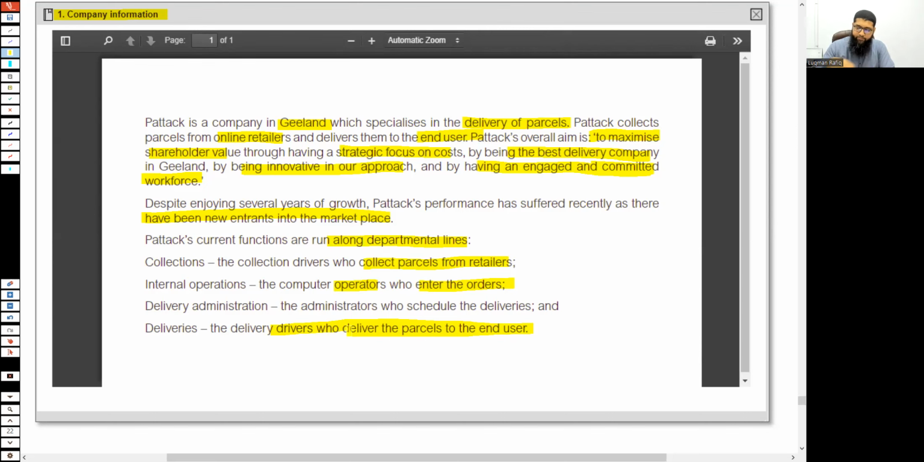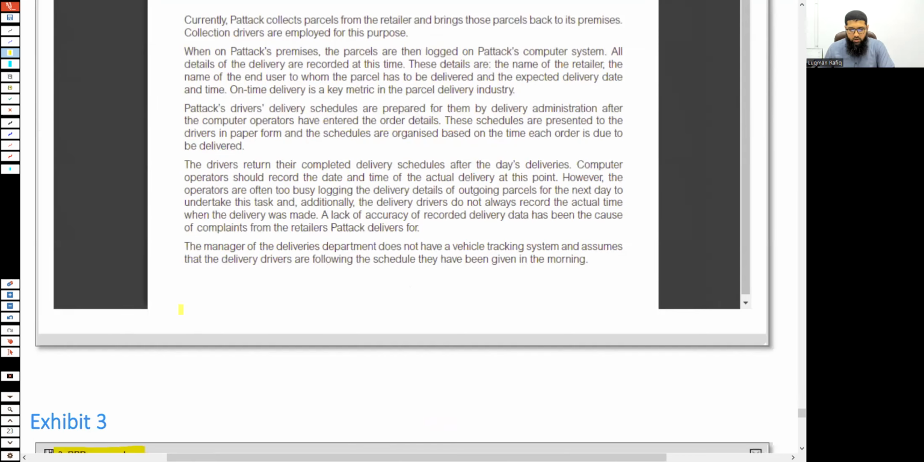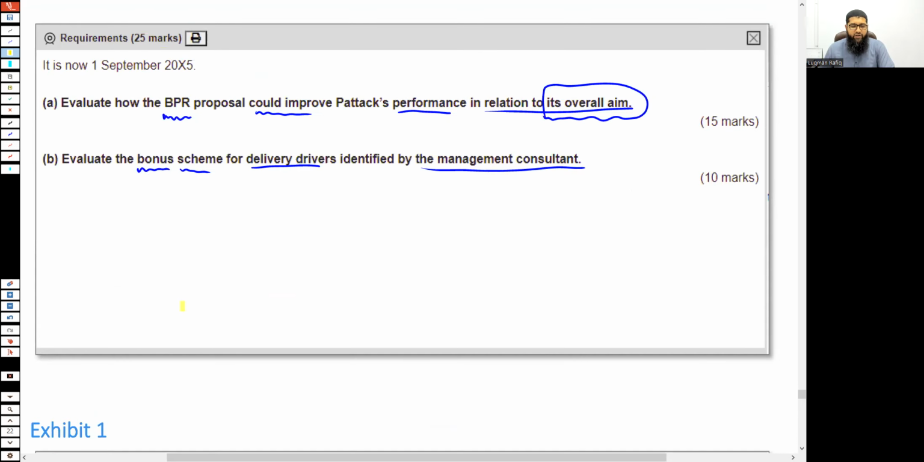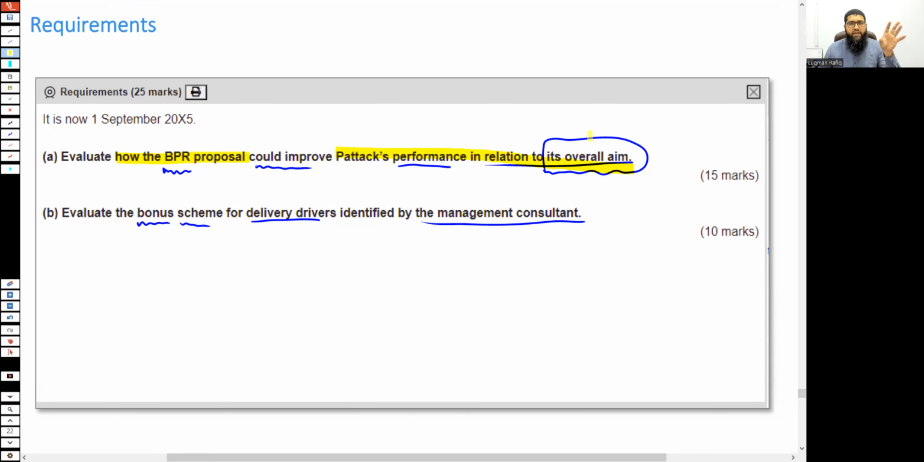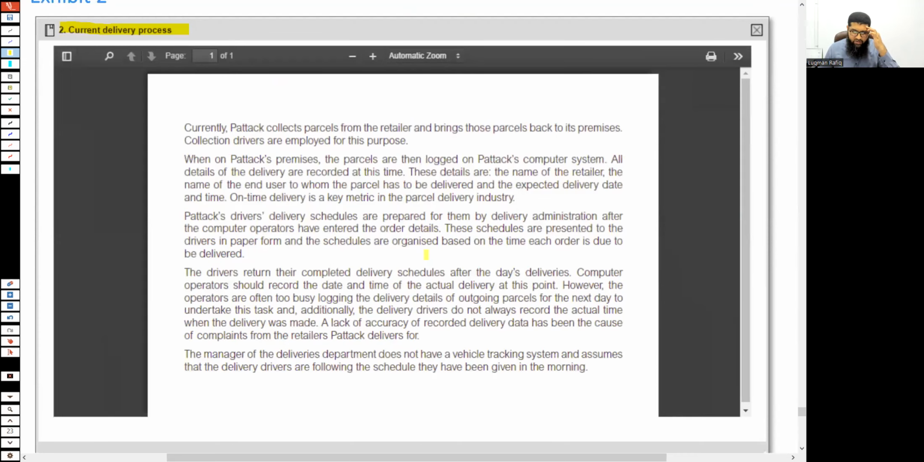Now what is next? I know one thing, that the first requirement is to evaluate how the BPR proposal could improve the performance in relation to its overall aim. We have read through the aim, but still, let's go through this current delivery process, then we're going to move forward.